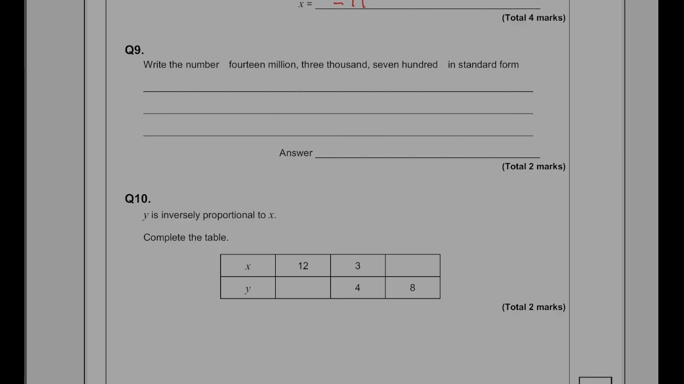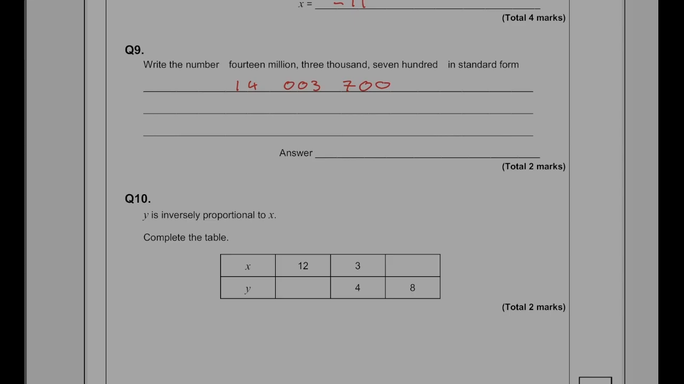Question 9. Write the number 14,003,700 in standard form.